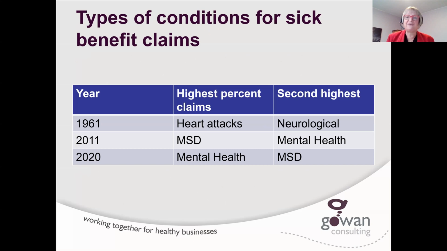And if we look at benefit claims, since 1961, there's been a change in where our focus should be. So in 1961, we were worried about those people who had heart attacks and neurological conditions. In 2011, we were worried about those strains and sprains and mental health. But in 2020, mental health has surpassed all types of benefit claims. And we still are concerned about musculoskeletal issues and, of course, your employees working in their home offices over their laptops.